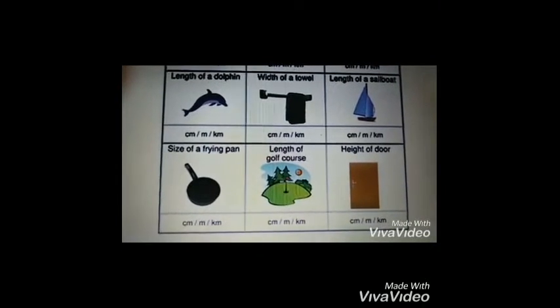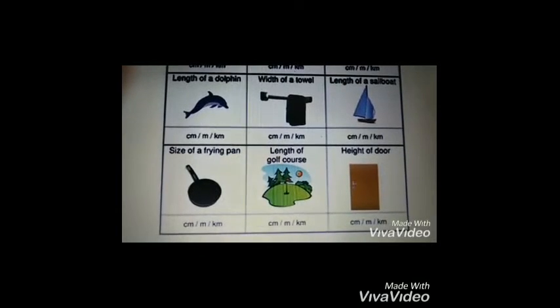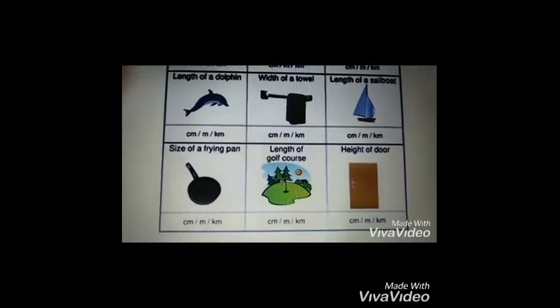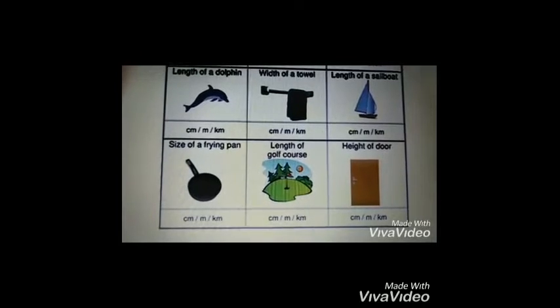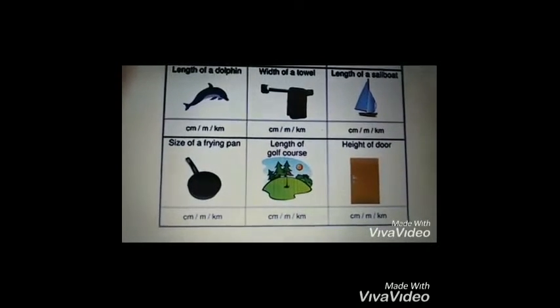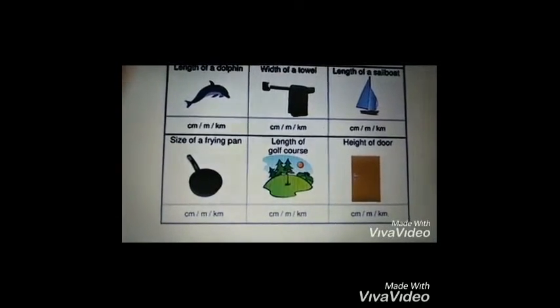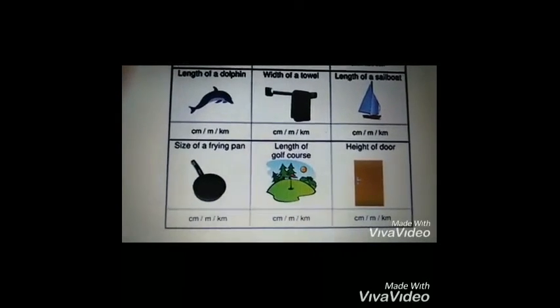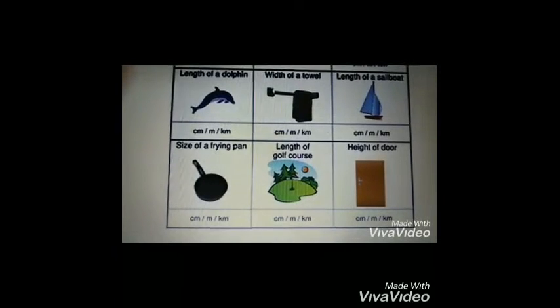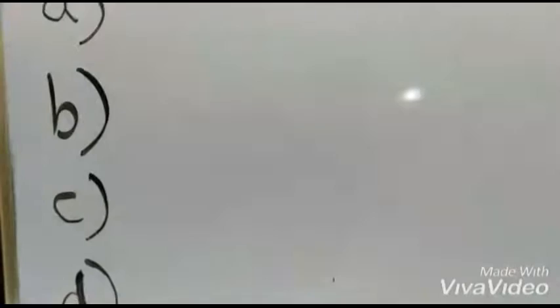Excellent. For the width of the towel, we have to use the centimeter. For the length of the sailboat, we will use the meter. For the size of the frying pan, we have to use the centimeter. And to measure the length of the golf course, kilometer is the proper unit. And to measure the height of the door, meter is the proper unit.